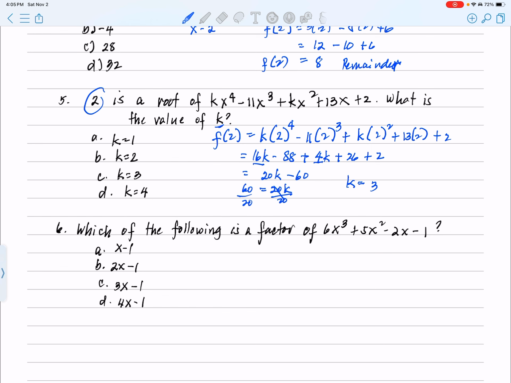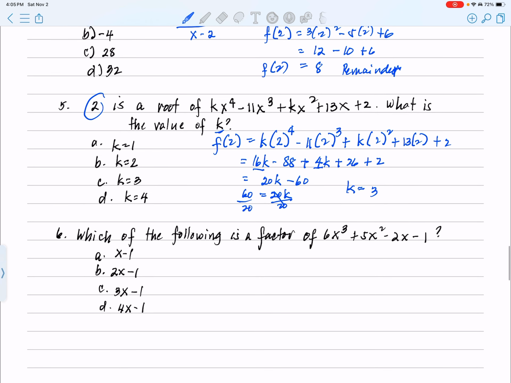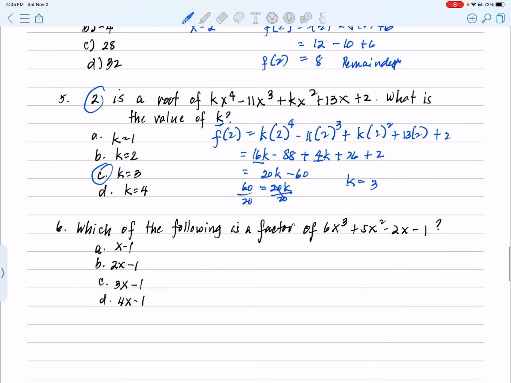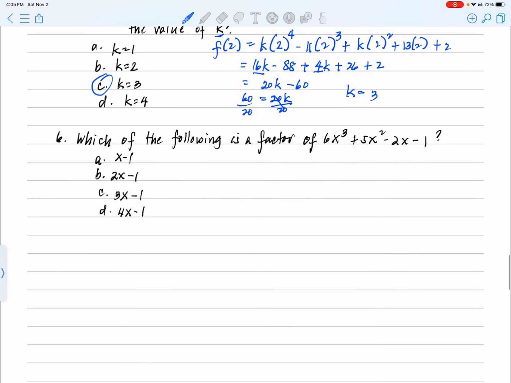Okay, right here. Which of the following is a factor of 6x cubed plus 5x squared minus 2x minus 1?